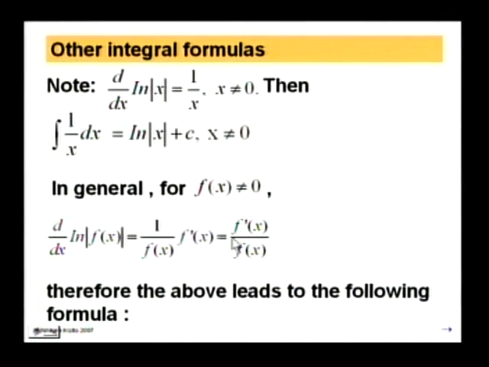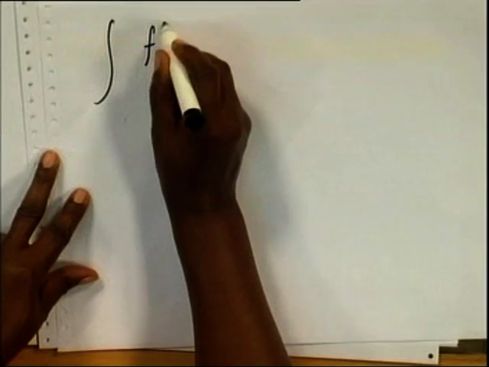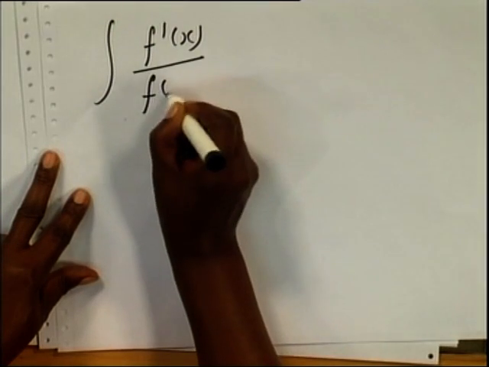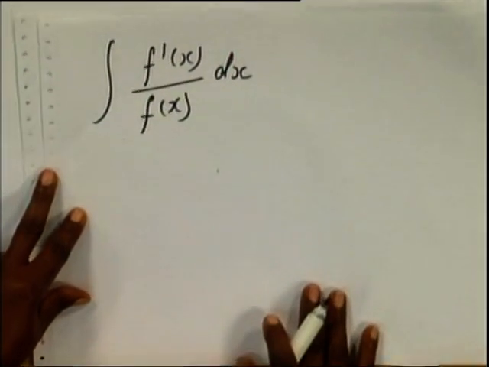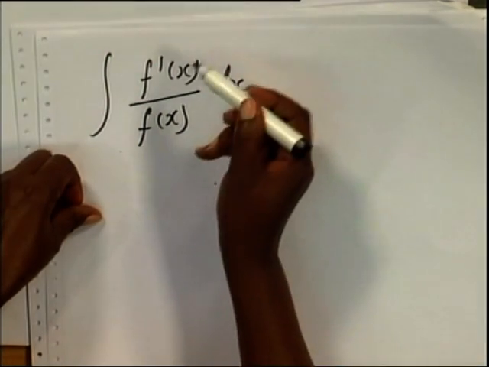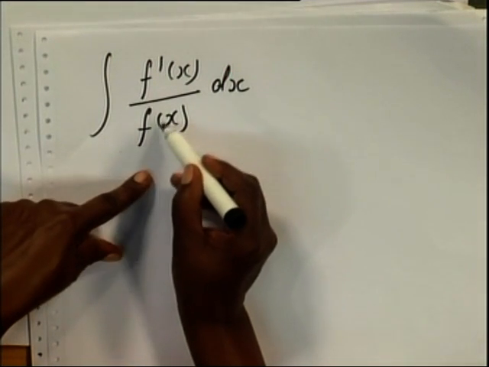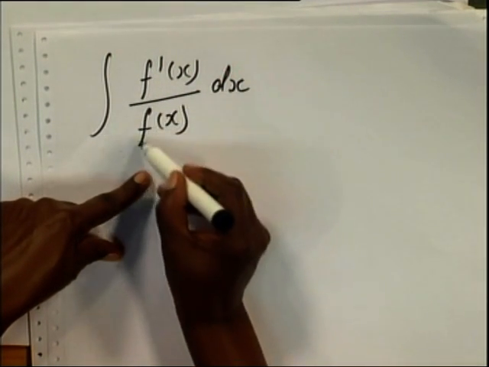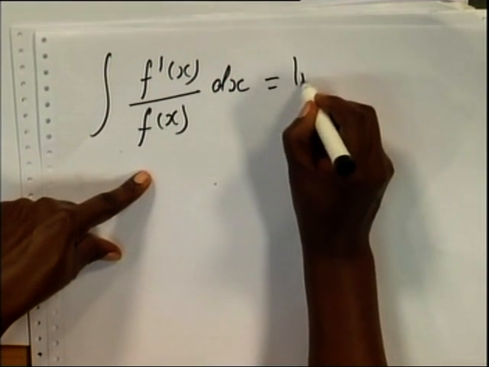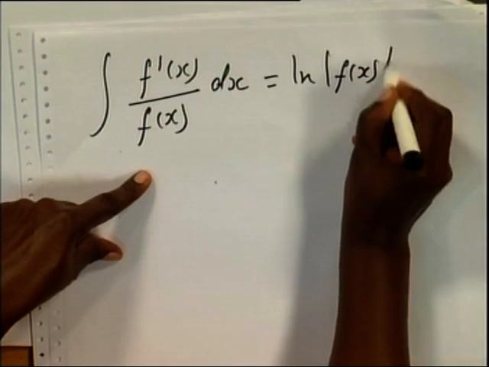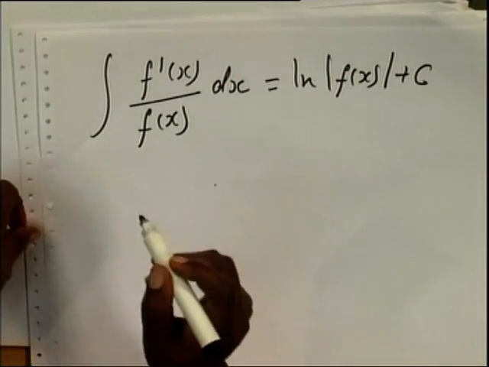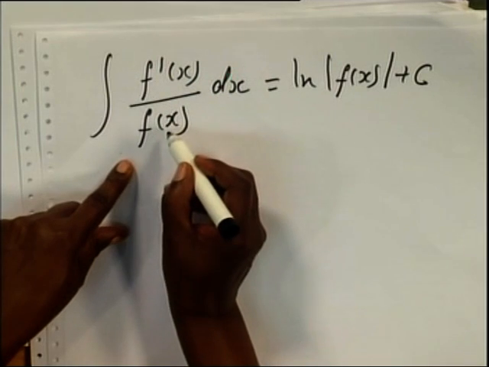We are going to have a formula which would lead you to another type of integral, where you have the integral of a function over a function with dx. Now you notice that the top function is the derivative of the bottom. This is given as the ln of the bottom function plus c. But this formula holds only when the top is the derivative of the bottom.